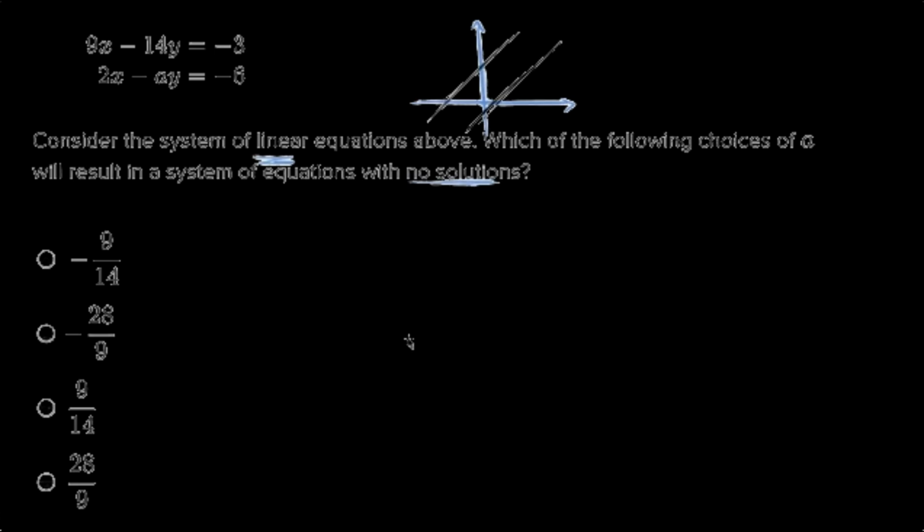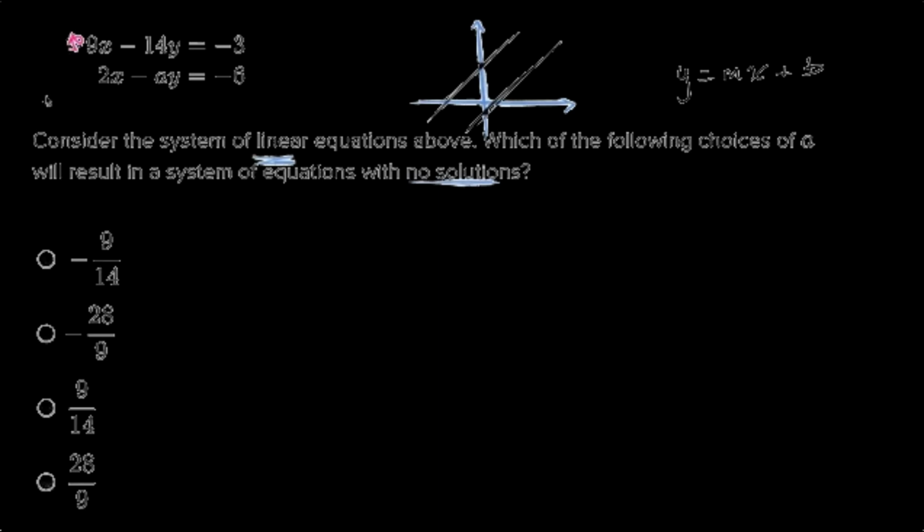So what makes two lines parallel? Well, if they have the same slope, but they have different y-intercepts, you're going to be parallel. So essentially, we need to pick the A here that makes the second line parallel to the first. And to do that, I'm going to write both of them in slope-intercept form, where y is equal to the slope times x plus the intercept. So let's do that for both of these.